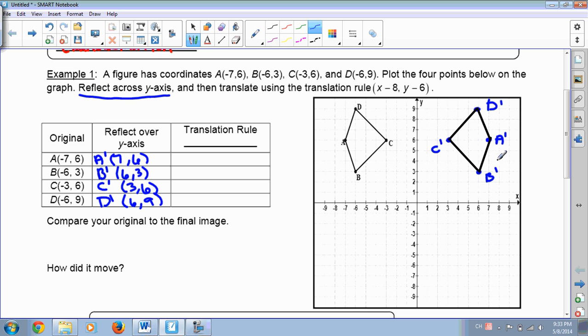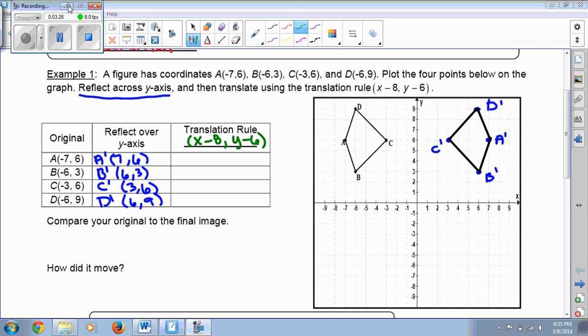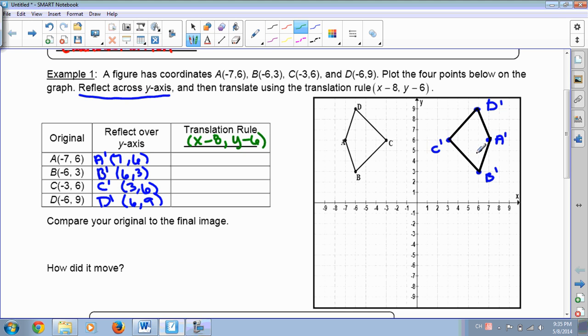Okay, and now we're changing it again a second time to make it a composition, and this time we're translating the new shape with the translation rule of x minus 8 and y minus 6. Okay, so now we're going to translate our new shape 8 units to the left because x is left and right, and the negative x would be to the left, and 6 units down because it's our y value, and up would be positive and down would be negative 6. So each point we're going to go 8 to the left, 6 down.